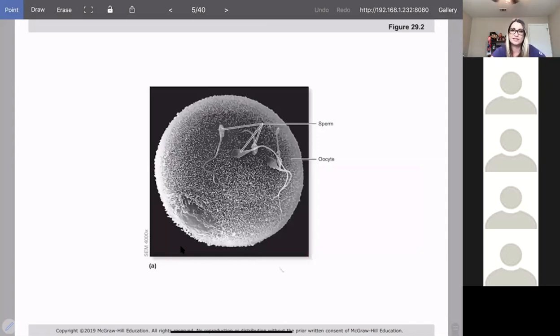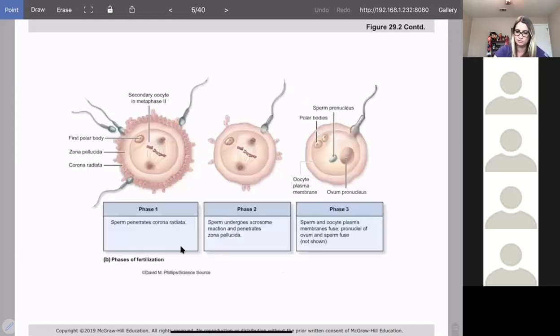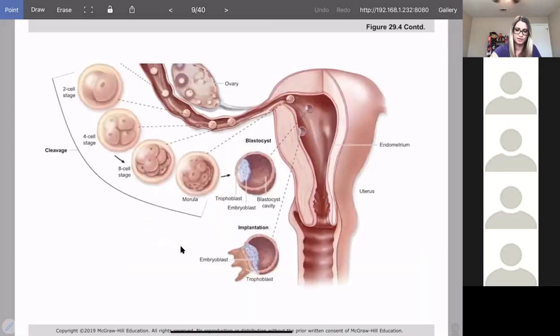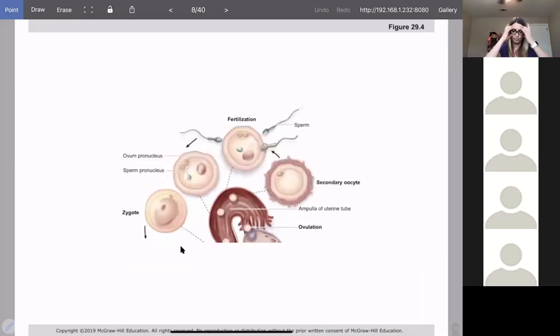Here's an electron microscope picture of the oocyte and sperm trying to get through to it. Okay, and here's a drawing of that. Some more, but I wanted to get to this, and unfortunately, it is cut up my picture in two. But in your textbook, if you have a hard copy, this is figure 29.4, and in your text it's all on one picture.